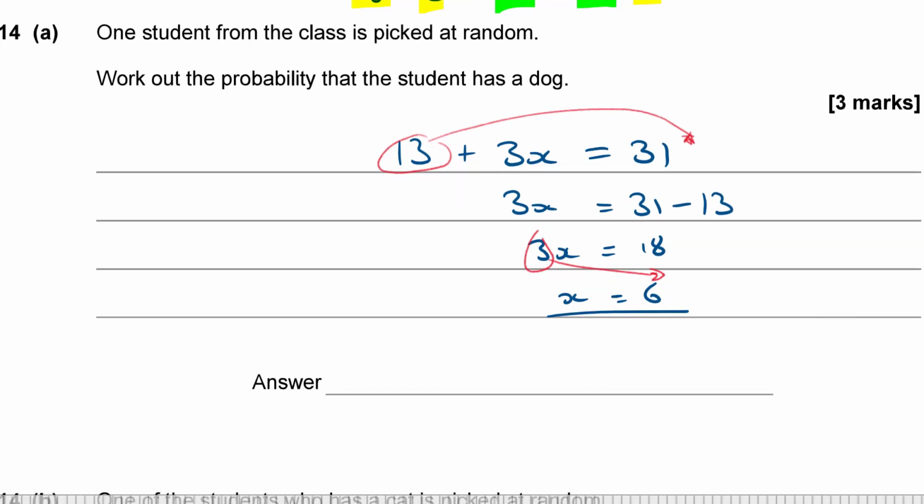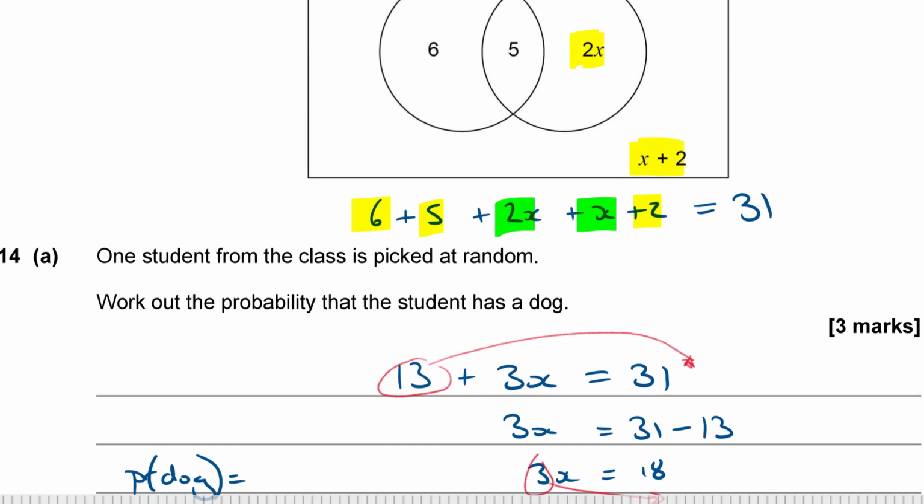Okay, so the probability of a dog is going to be successful outcomes, how many students there are with a dog. Okay, so we've got 5 people who have a cat and a dog, and 2x people that have a dog. Now we know that x is equal to 6. So there's actually 12 people who have a dog only, 2 times 6 is 12. But the students who have a dog is going to be both those added together, isn't it? So it's the 5 and the 12. So there are actually 17 students who own a dog.